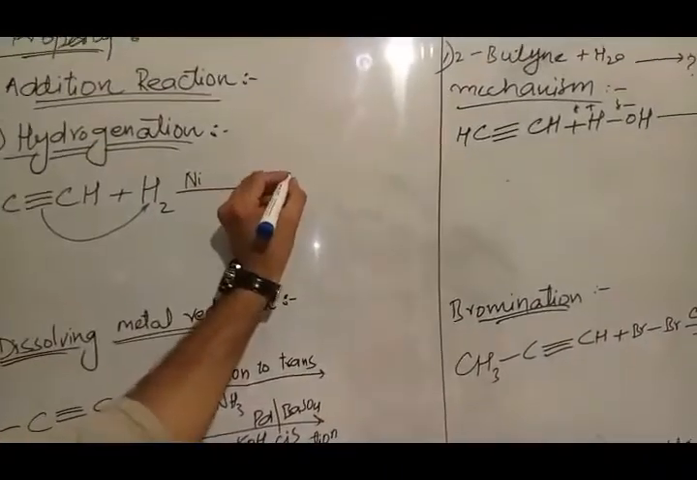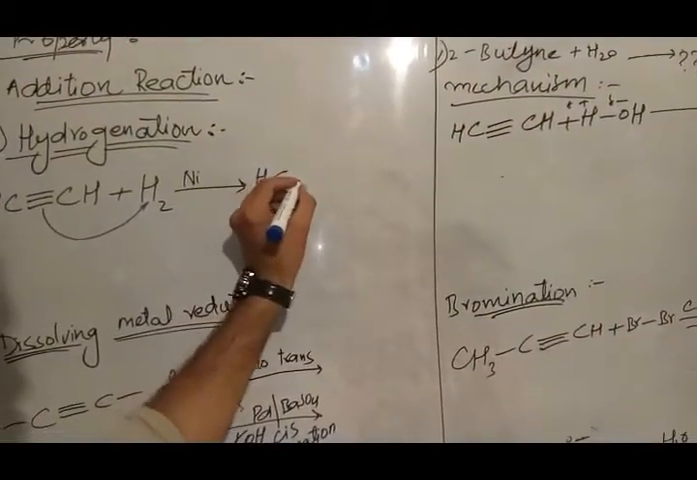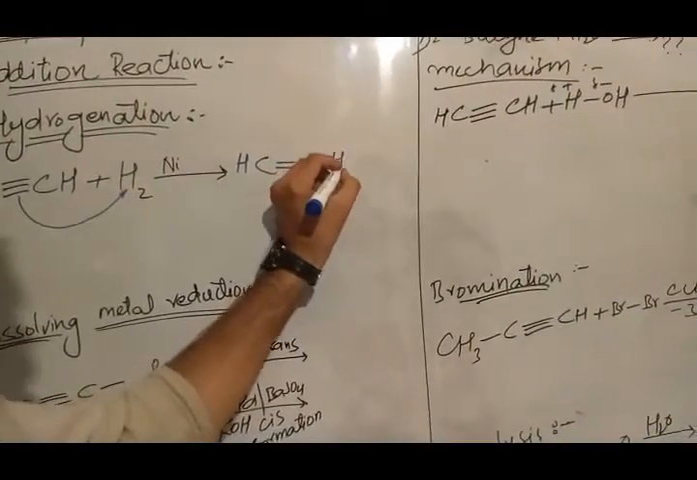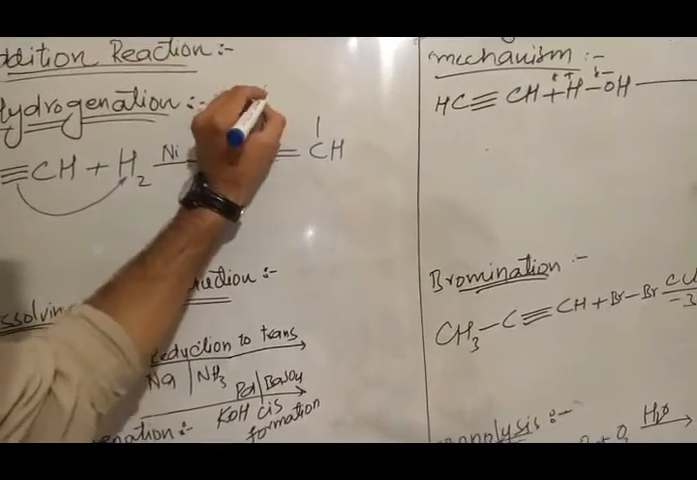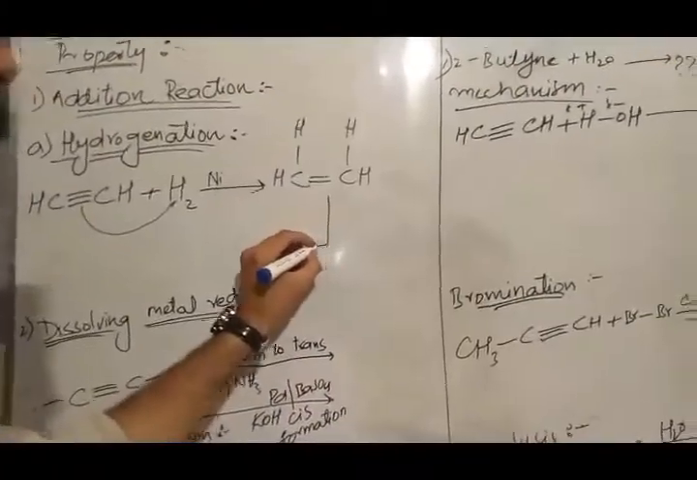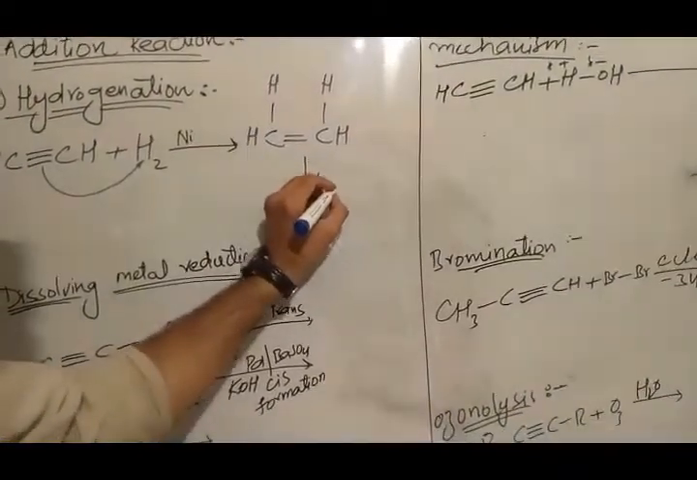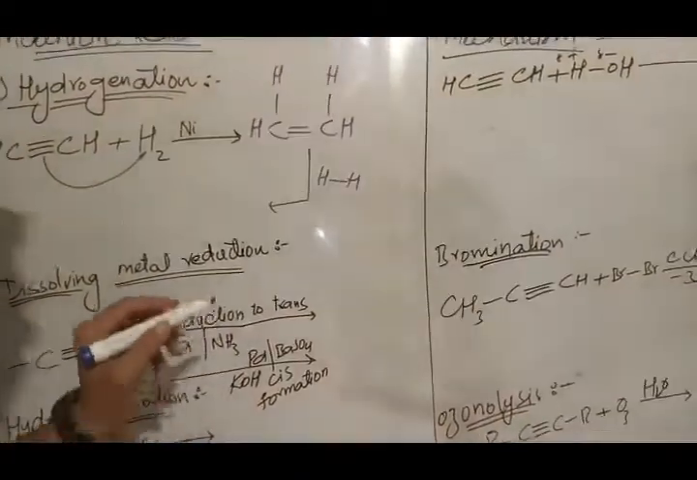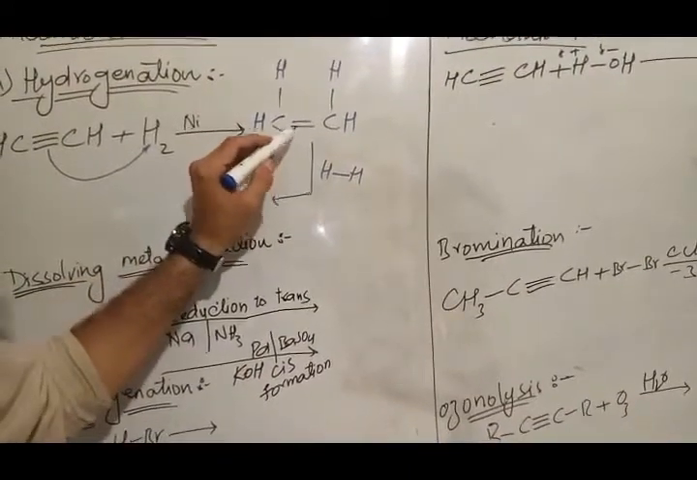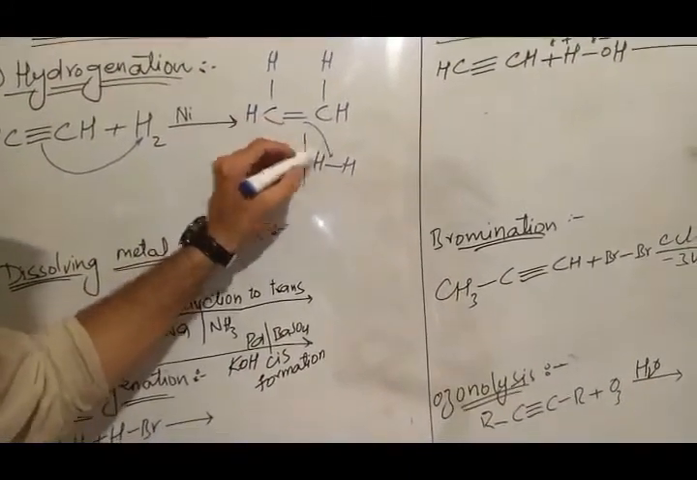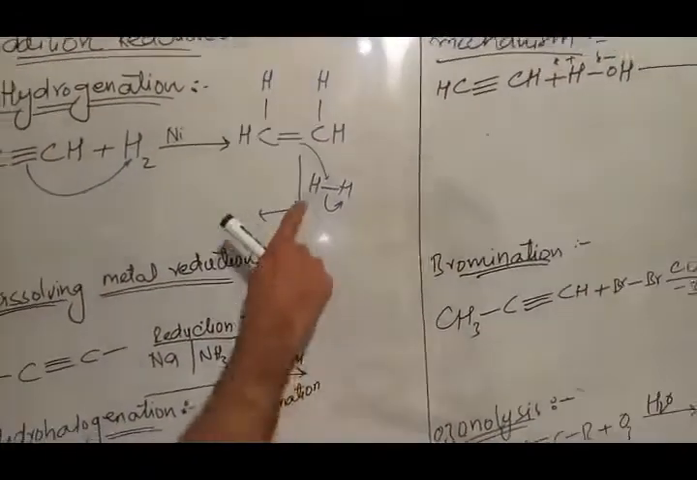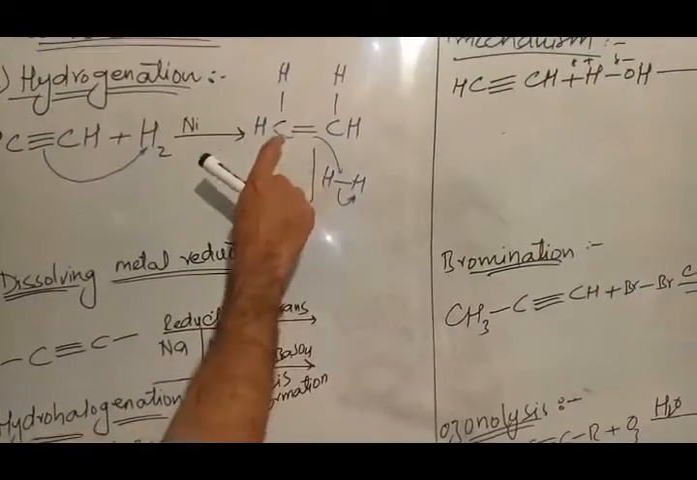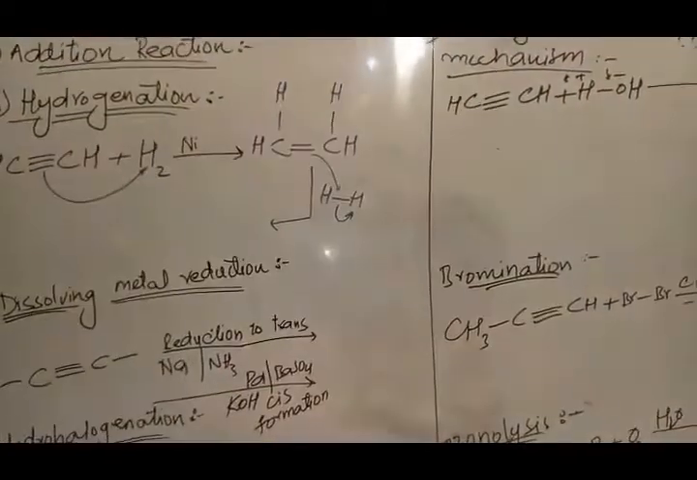As a result, our first product will be formed, CH double bond CH, and these two hydrogens will be placed one at this point and one at this point. Now we want to add another hydrogen. Again hydrogenation will occur because we have another pi bond. This pi bond can again attack, and here is the bond breaking arrow. Two hydrogens will again add after breaking of this pi bond, one hydrogen at this carbon, one hydrogen at this carbon.